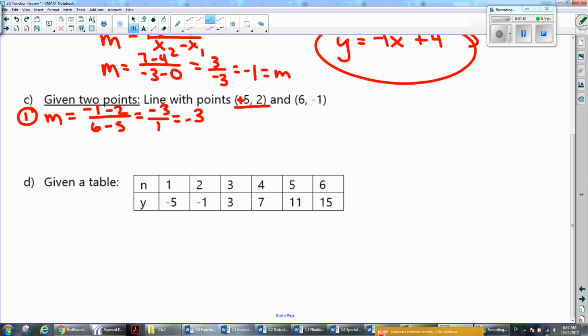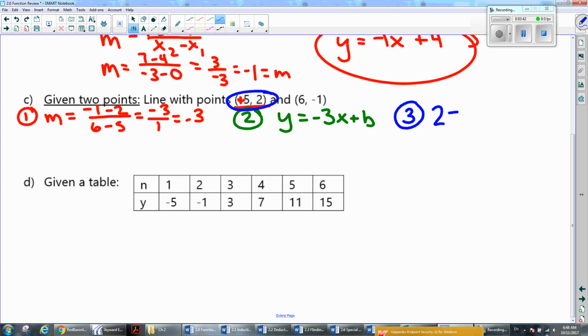Second thing we need to do is plug that into our equation. We know the slope is now negative 3. Okay, we also can pick an x value and a y value and plug those in. Here I'm going to substitute the point 5, 2 into the equation. So my y value is 2, negative 3 times 5, 5 is my x value, plus b. Now I'm down to one variable. I can just solve this for b.